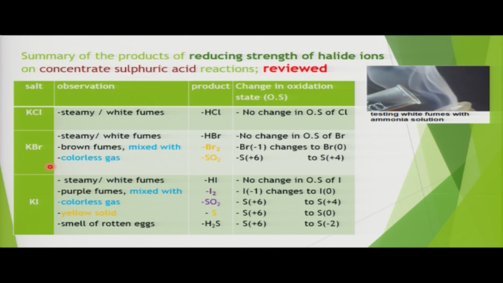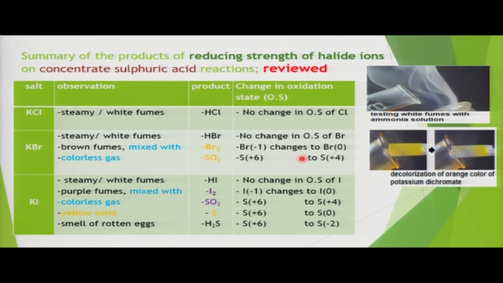Then the bromide in potassium bromide is a relatively stronger reducing agent, so it will reduce the sulfur in sulfuric acid from positive 6 to positive 4, as it is being produced as sulfur dioxide gas. And we looked at its test, as you see in the illustration over there.